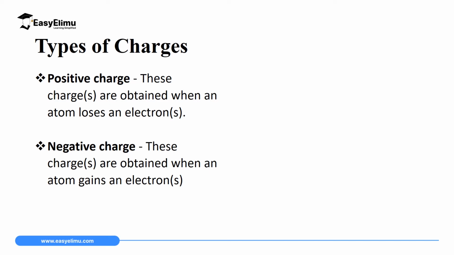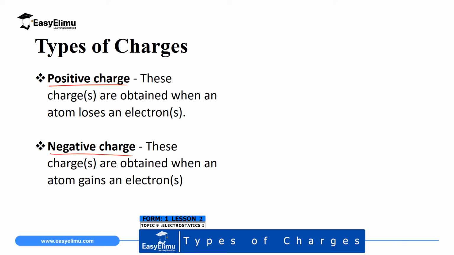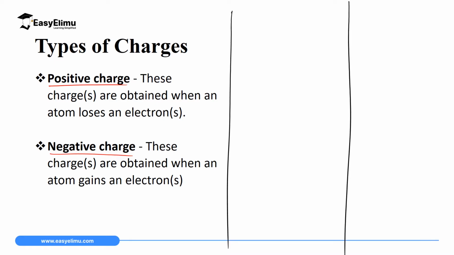So we have two types of charges. First one is a positive charge, then the second one is a negative charge. And I want you to be very keen on how the two types of charges are obtained. We are going to begin with a positive charge. How would we obtain a positive charge from a neutral atom?